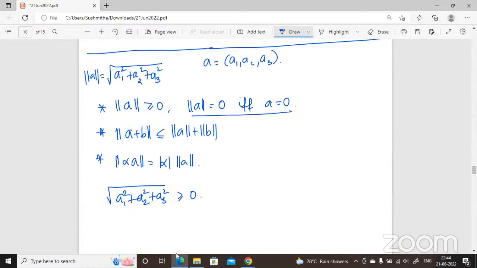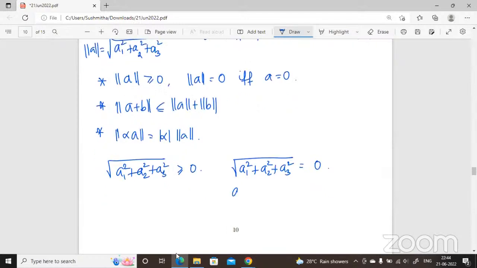What about this condition? Is this condition satisfied? Yes. Again, for the same reason as we discussed earlier, right? Square root of this is 0 means the square is also 0. And this is 0 means A1, A2, A3 are 0, right? Okay, so the first condition is satisfied. What about this condition?